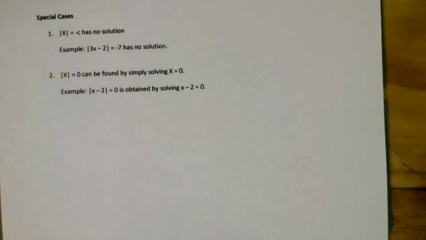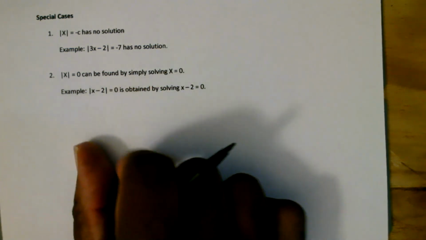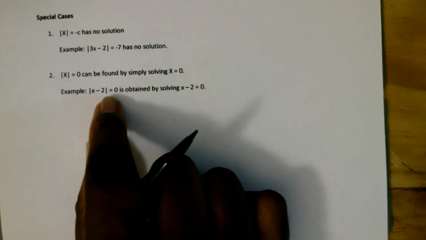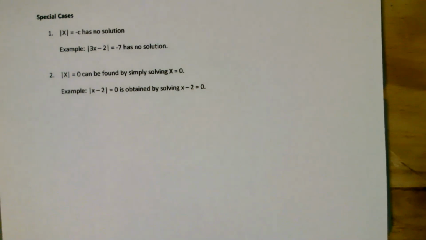Case number 2 is where the absolute value of an expression equal to 0 can be found by simply solving the equation for the expression equal to 0. So if you have the absolute value of x minus 2 equal to 0, all you have to do is solve x minus 2 is equal to 0, because the absolute value of 0, of course, is 0, and 0 is neither positive nor negative.